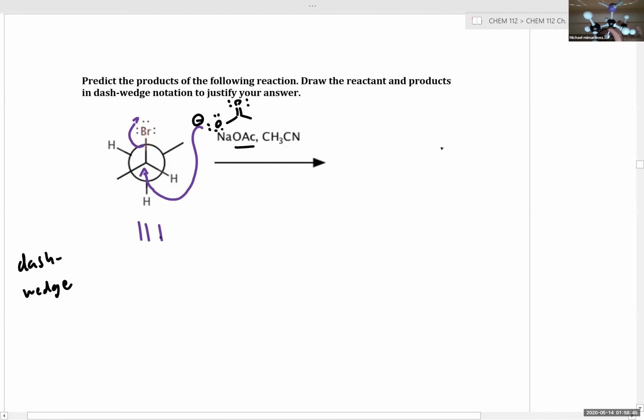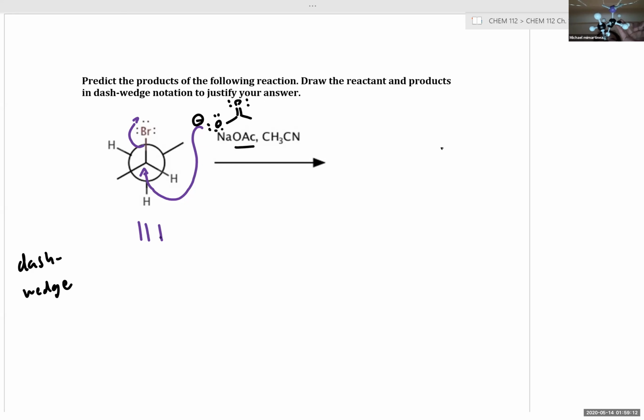Sorry, one moment. Okay, does this match the Newman projection picture that we have? So we have our bromine up top in the front, our methyl on the left in the front, our hydrogen on the right in the front, our hydrogen on the left and on the bottom, and our methyl on the right.